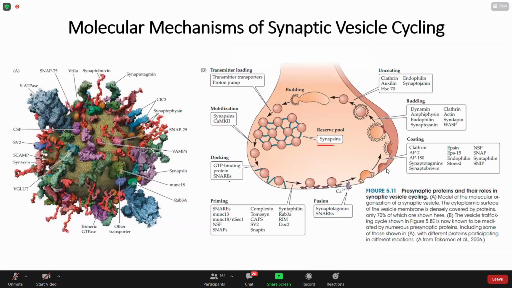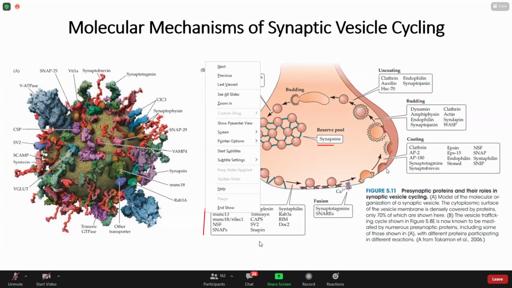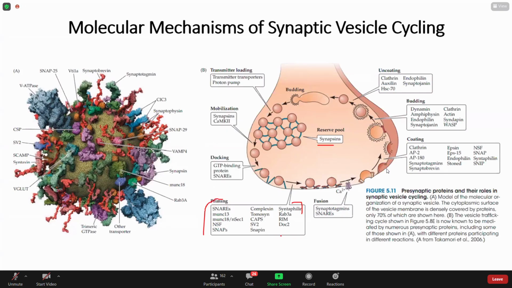As you can see here, multiple proteins are really involved, but I don't want to go into too much detail and talk about each protein. If you are interested, you can learn on your own, okay? So you can see the number of proteins that are involved in priming, in docking, in mobilization, etc., and even endocytosis, which I haven't mentioned, okay? But I just wanted to make it simpler, okay? Any questions? Yeah? No. Just focus on the ones that I mentioned, okay?